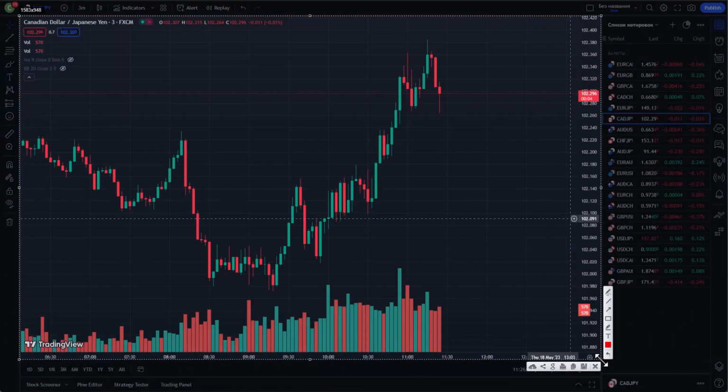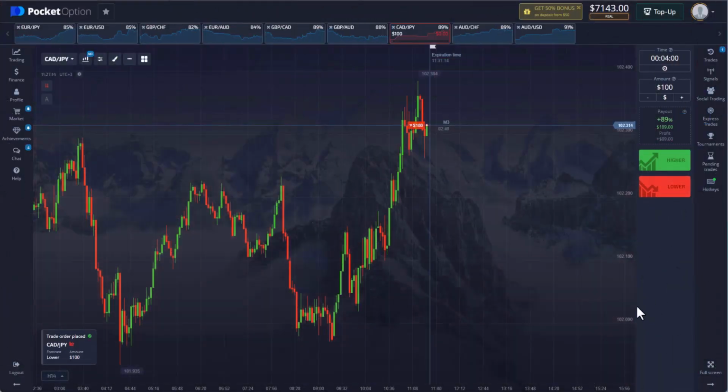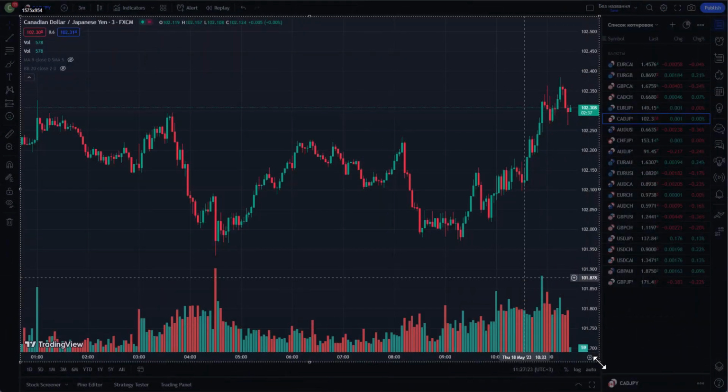And first pair for today is Canadian dollar to Japanese yen. We will invest in the price drop after the reversal from the resistance line. So let's switch to broker and open a deal for 100 with 4-minute expiration. And back to the trading view for more detailed analysis.